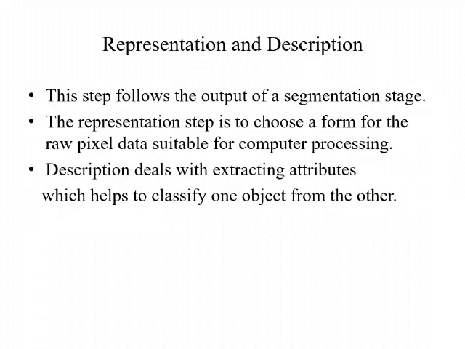The next step is the representation and description process. This step follows the output of a segmentation stage. The representation step is to choose a form for the raw pixel data suitable for computer processing. Boundary representation is correct when focus is on the external shape characteristics such as corners and inflections. Regional representation is appropriate when the focus is on internal properties such as texture or skeletal shape. Description deals with extracting attributes which helps to classify one object from the other.